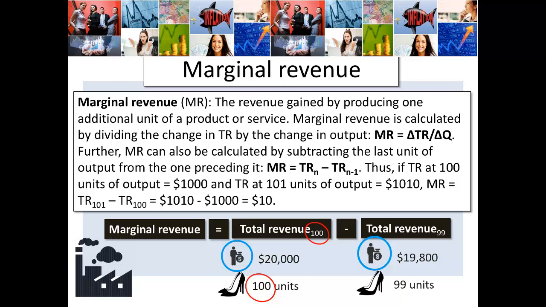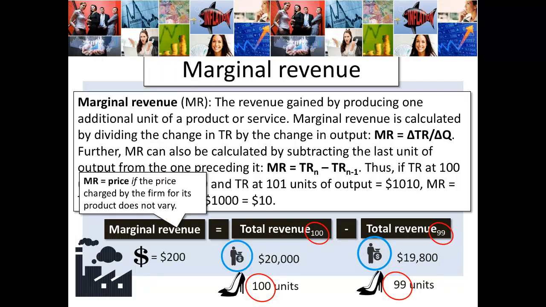Okay, so total revenue this firm makes at 100 is 20,000, that's 100 units. And at 99, the firm's total revenue is 19,800. Total revenue 100 minus total revenue 99 will give you the marginal revenue for that 100th unit of goods. It must be 200.